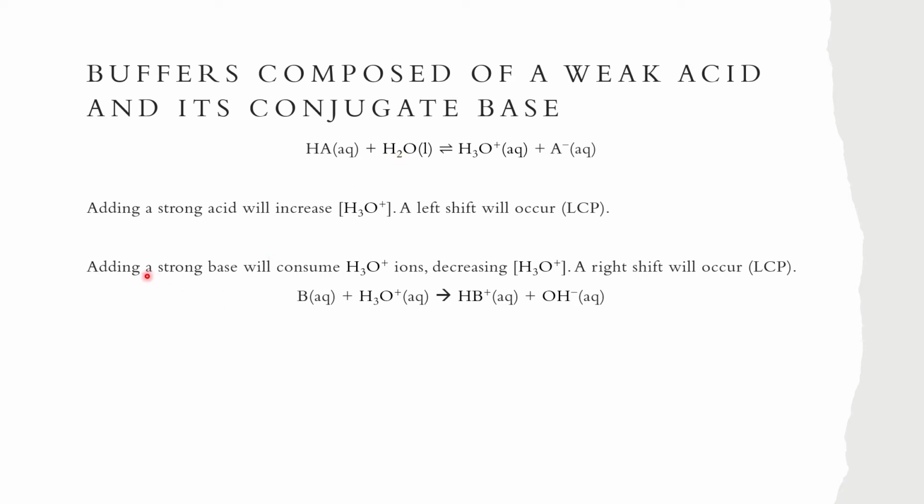On the flip side, if we add a strong base, what that's going to do is react with the hydronium that's there and decrease the hydronium ion concentration. That's going to lead to a right shift. In other words, some of that HA is going to donate onto water to build up that hydronium ion concentration again. The equation below just helps to highlight what's happening at the beginning of that step. The base would be interacting with the hydronium to form HB+.